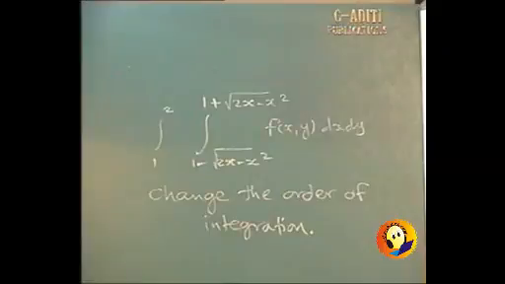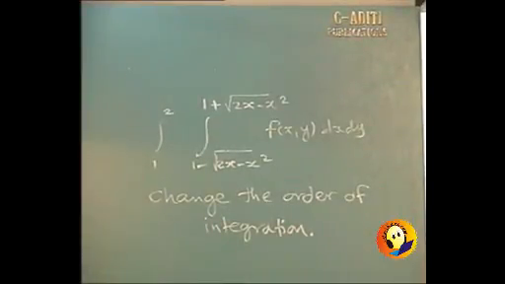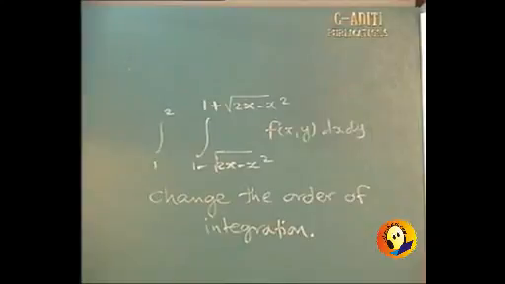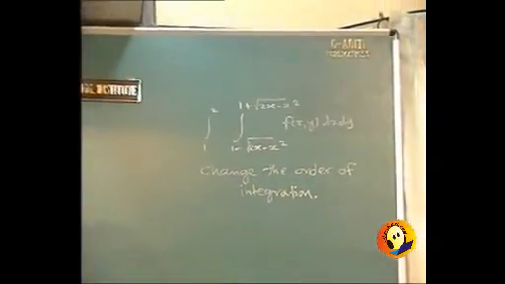Now the next problem is again of the same type. We are required to change the order of integration. It is the integral from 1 to 2, integral from 1 minus root of 2x minus x square to 1 plus root of 2x minus x square, f of x comma y dx dy. Change the order of integration.